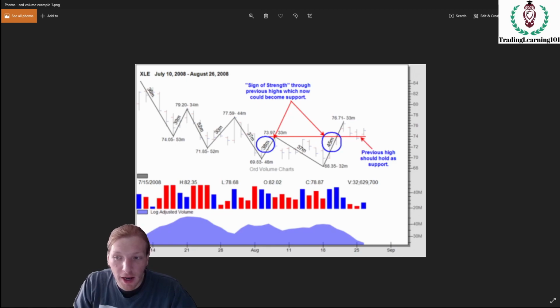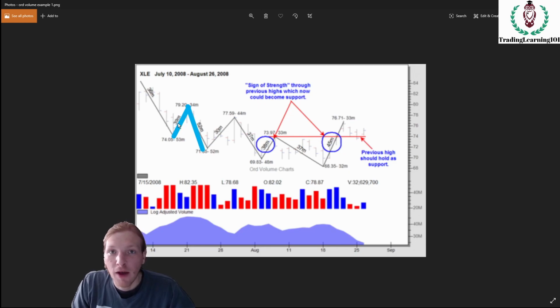With this picture, we're going to look at an example of Ord Volume. Ord Volume is taken from Richard Wyckoff's studies, just further advanced. What Timothy Ord has done is take the average volume from swing ups and swing downs. On this swing up right here, it had an average of 39 million in volume, and then on this swing down, it had 52 million in volume. He calculates the average volume on swing ups and downs, and he notices whether volume is increasing or decreasing as the stock swings up and as the stock swings down.